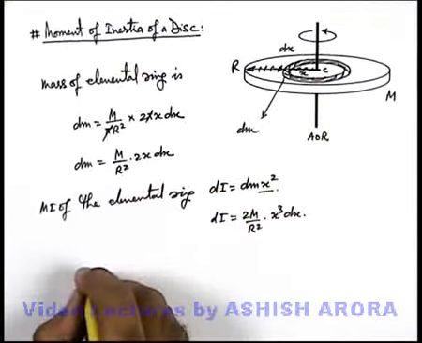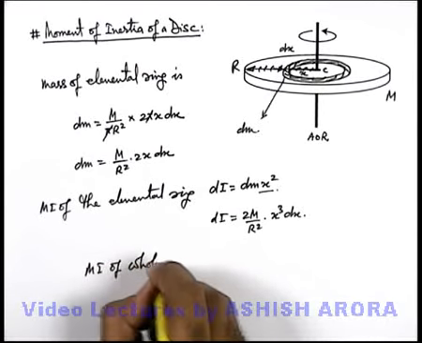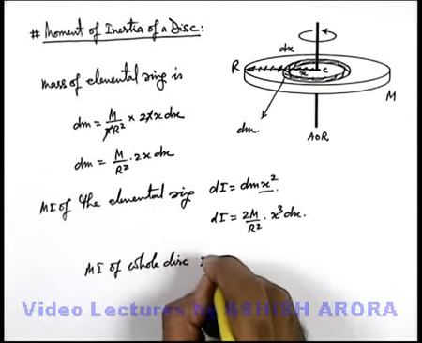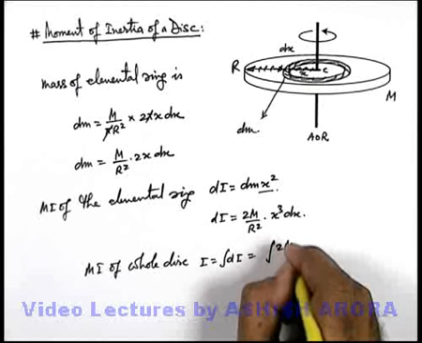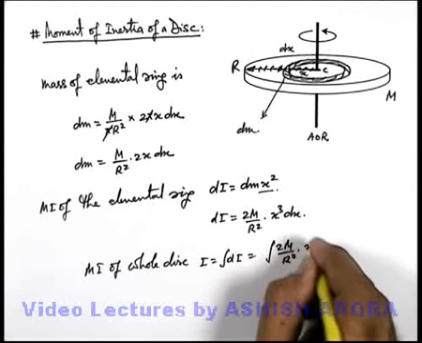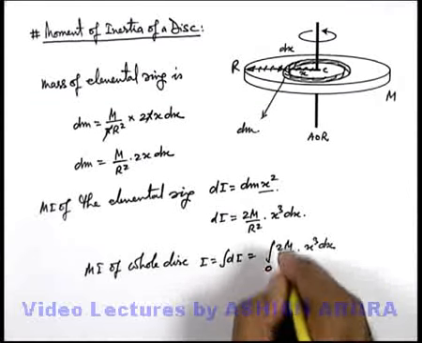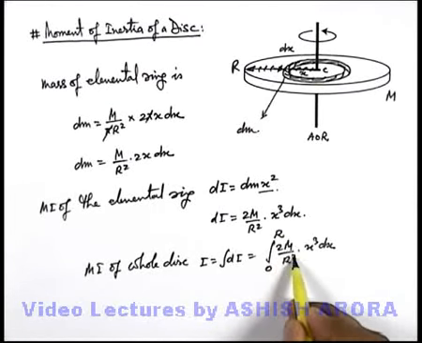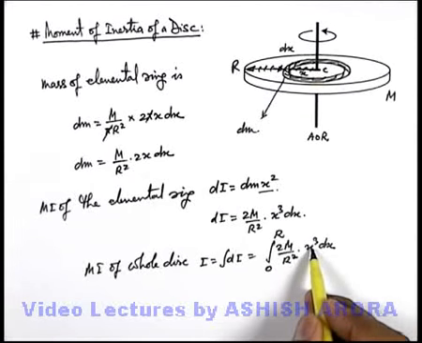Now the total moment of inertia of the whole disk can be given by integration of all such elements, which is integration of dI, and we can write it as integration of 2m by r square into x cube dx, and we substitute the limits of integration from 0 to r. Here the mass and radius of the disk can be taken as constant. Here the only variable is x.